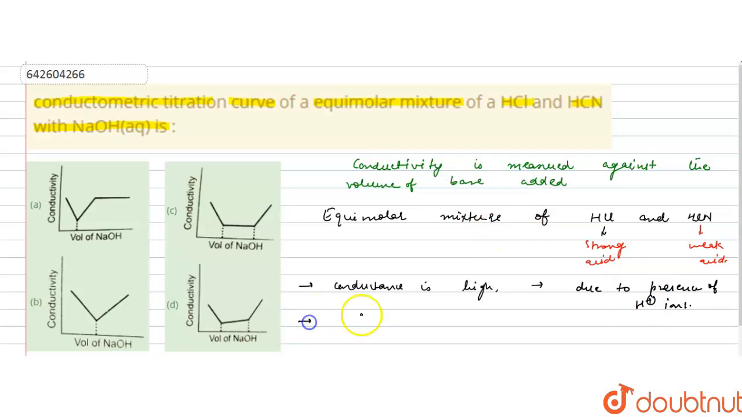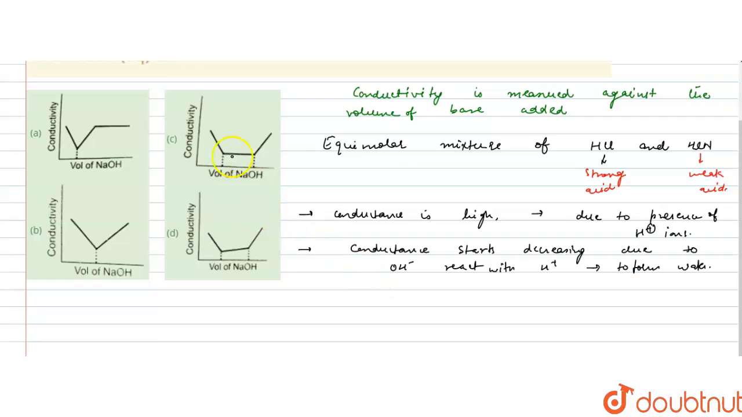And after that, when we slowly add the base to this equimolar mixture of acids, first the strong acid HCl reacts. After that the conductance starts decreasing due to the OH- ions from the base. They react with the H+ ions from HCl to form water. It means the concentration of ions will be less, so conductivity will be less. So conductivity starts decreasing.